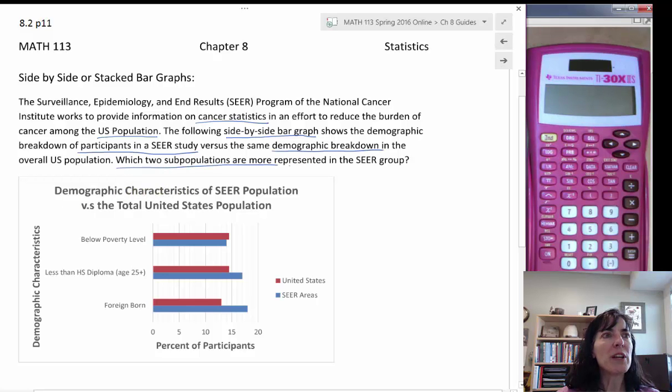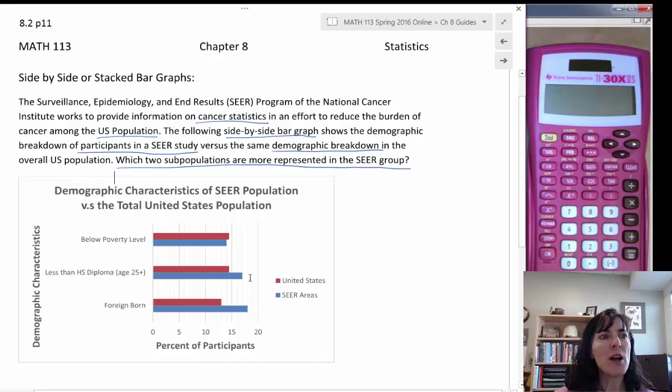Which two subpopulations are more represented in the SEER group? So we want to look at, here it says demographic characteristics: below poverty level, less than a high school diploma, but you're old enough where you should have one, and foreign born. So United States is in red, SEER is in blue, and here's the characteristics versus the US population, and down at the bottom it says percent.